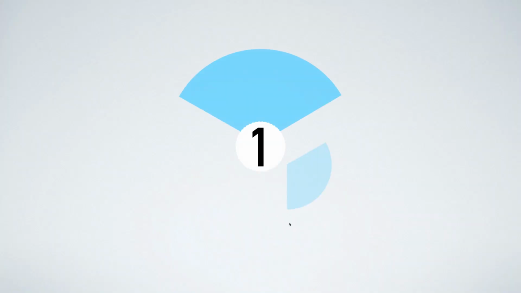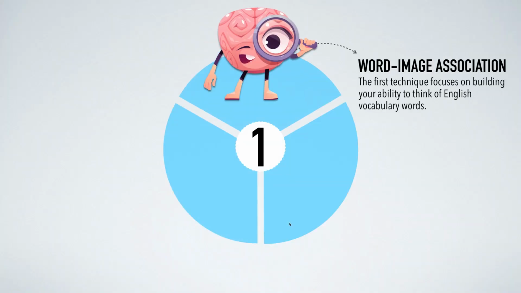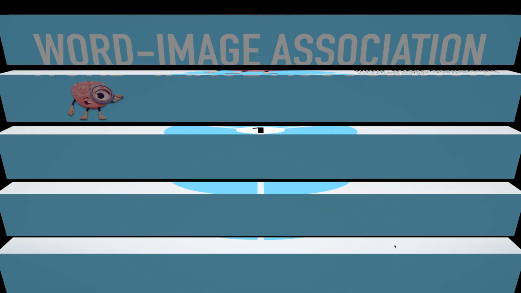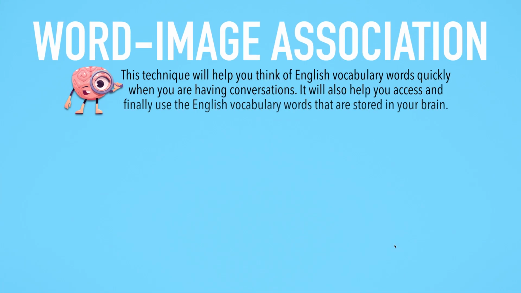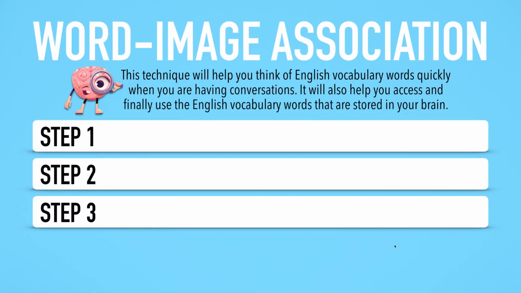All right, so let's get started with the first technique. Now, this first technique is called the word image association technique. It focuses on building your ability to think of English vocabulary words. Now, this technique will help you think of English vocabulary words quickly when you are having conversations. It will also help you access and finally use the English vocabulary words that are stored in your brain.